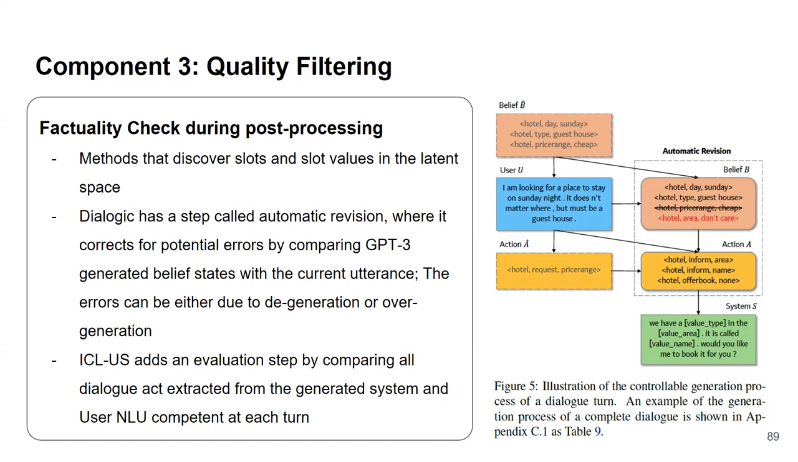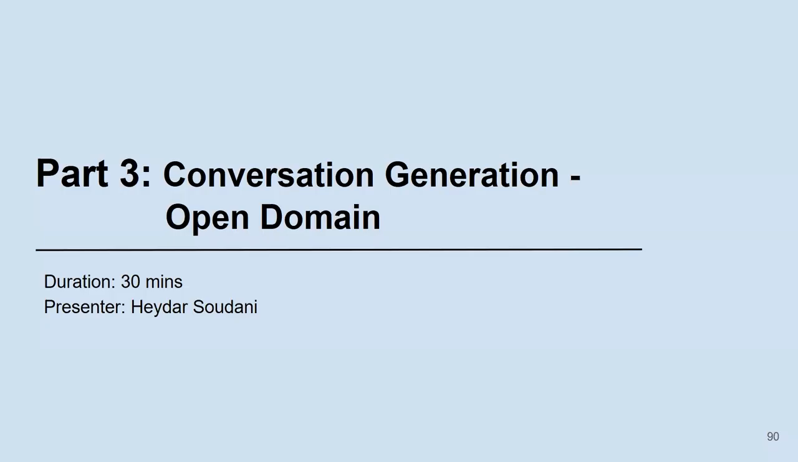And I think it's also associated with this figure. They call it automatic revision. Different methods do this quality check under different names, but mostly it works kind of like this. And I think this is it.